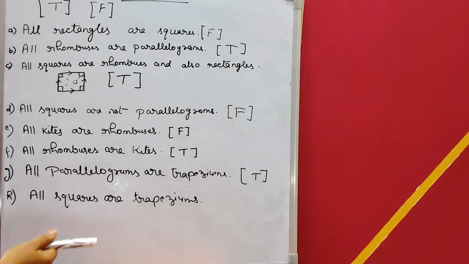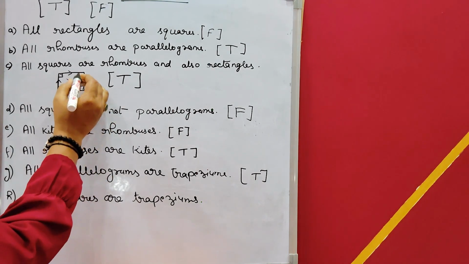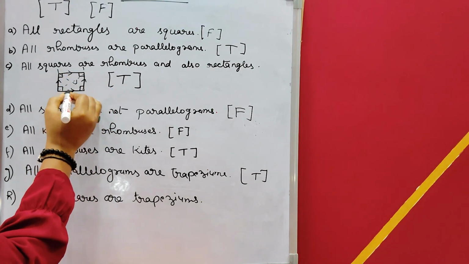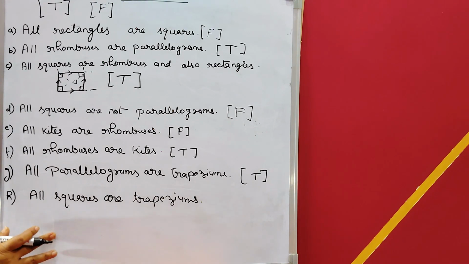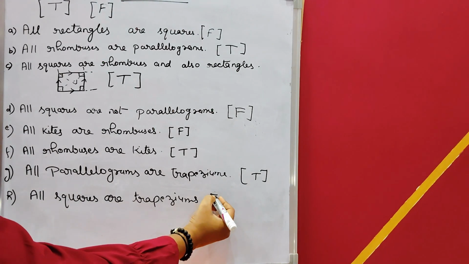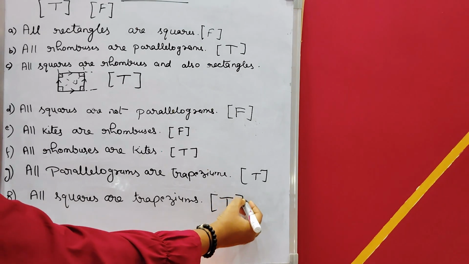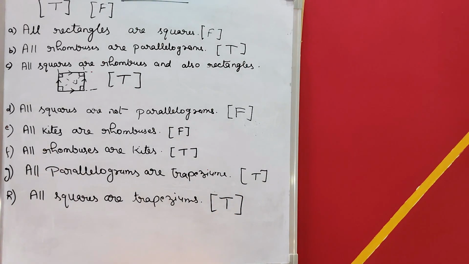Next, all squares are trapezium. Again the same thing. A square has four sides that are parallel to each other. You can see this is a square, this is parallel to this one and this one is parallel to this one. So there are two pairs of parallel sides. A trapezium needs only one pair of parallel sides. So automatically squares are also trapezium. This is a true statement. Okay, so I hope that you all are getting it.